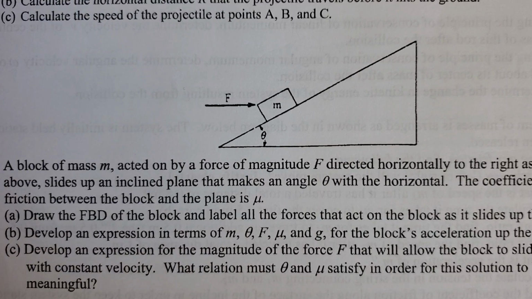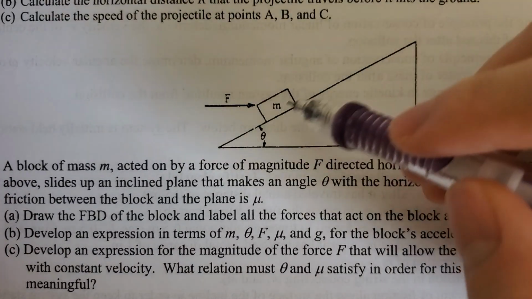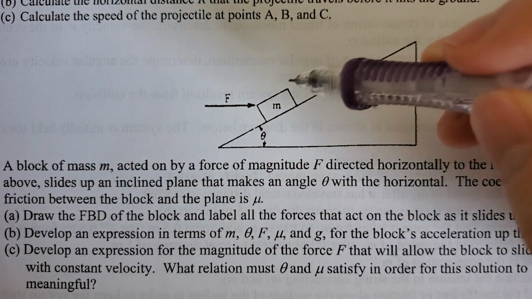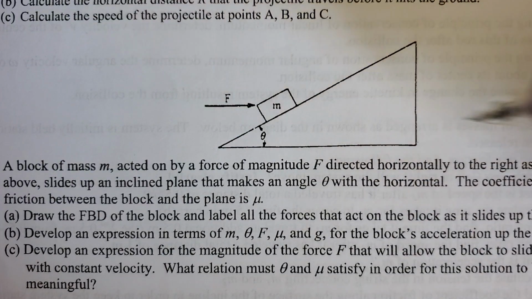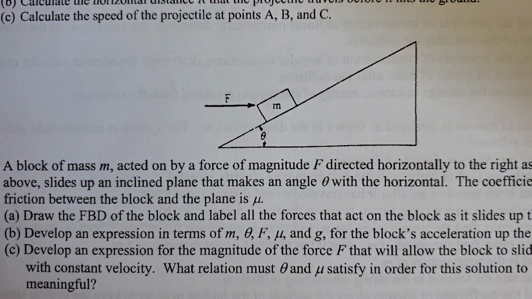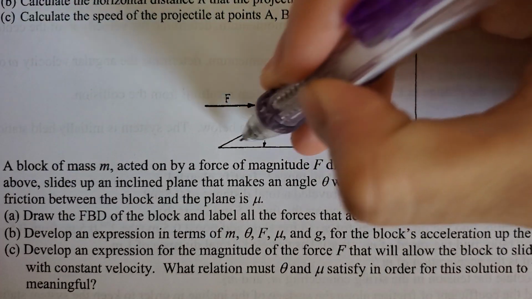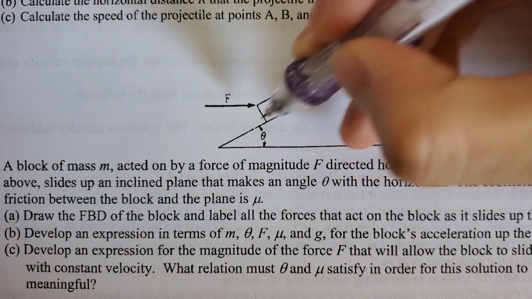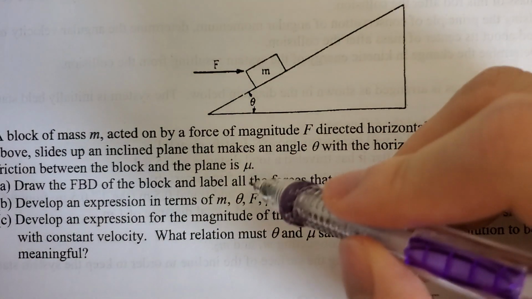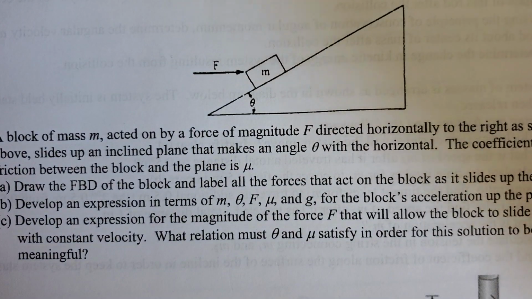Okay, so for FRQ number 2, we have a block of mass m, and there is a force of magnitude F acting upon this mass horizontally, as shown in this figure. And the block is on an inclined plane that is making an angle of theta relative to the horizontal. We are also given that there is friction between the surface of the block and the surface of the incline, and the coefficient of friction is given to be just mu.